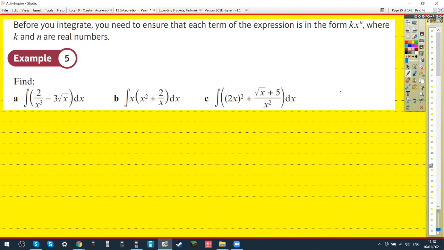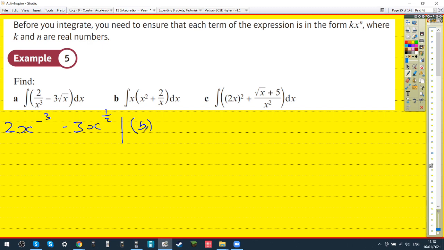How would you start part A? You turn minus 3 root x into 3x to the power of a half. And then the other one, 2 over x cubed, can become 2x to the minus 3. The power is connected only to the x. Oh, yeah. Then you're fine for that.